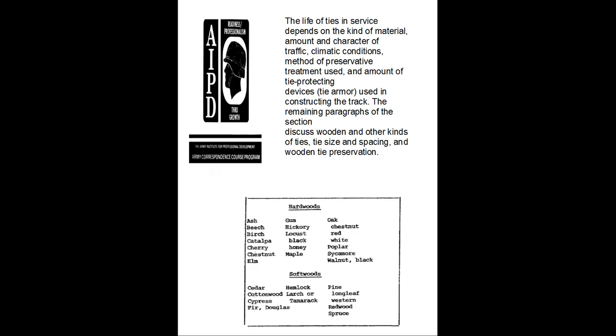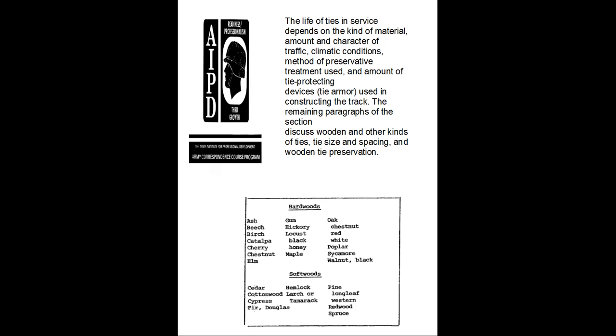The life of ties in service depends on the kind of material, the amount and character of traffic, the climate, the method of preserving, the treatment, and the amount of tie protection devices, such as tie armor, used in constructing the track. The remaining paragraphs of this section discuss wooden and other kinds of ties, sizing and spacing, and wooden tie preservation.